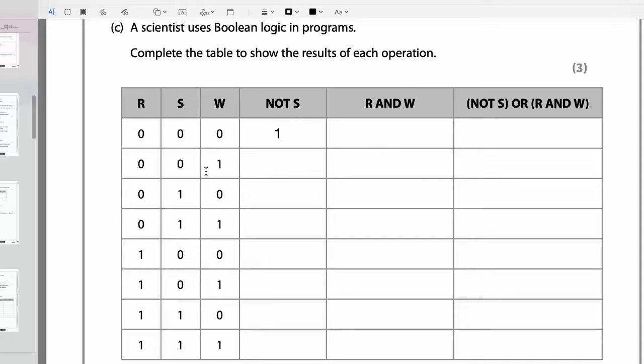So not S means the opposite of what S is. So zeros become 1. So we can see in the first row there, S is 0, so that not S needs to become a 1. So that is the first column completed.